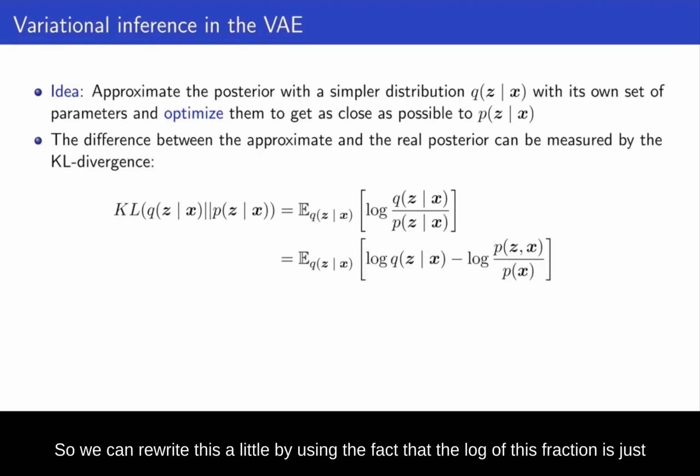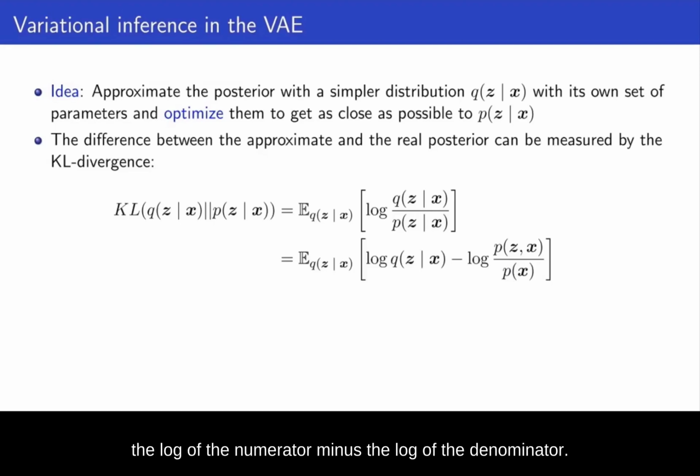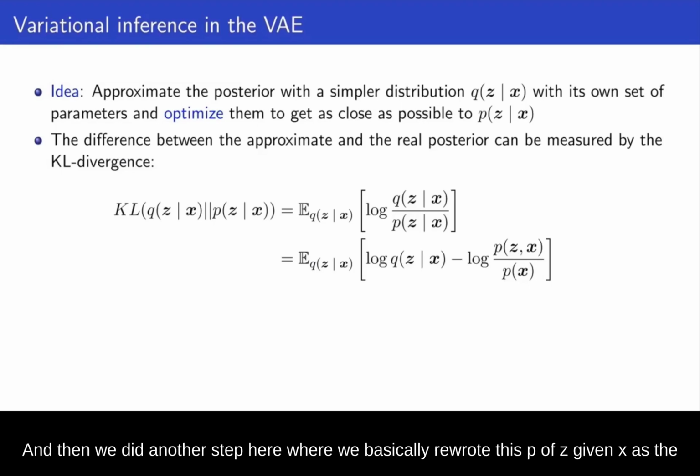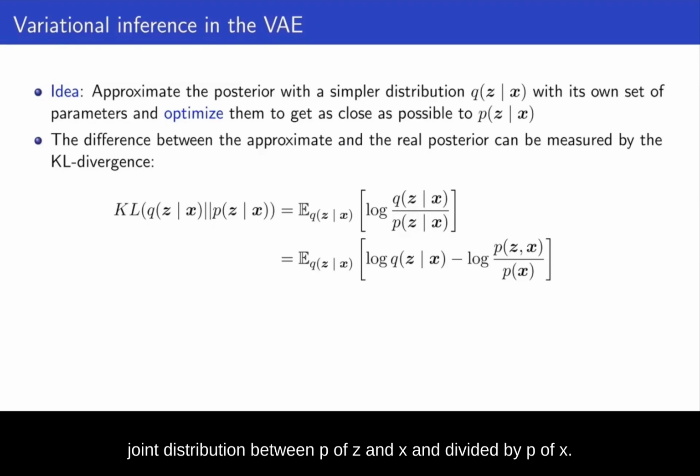So we can rewrite this a little by using the fact that the log of this fraction is just the log of the numerator minus the log of the denominator. And then we did another step here where we basically rewrote this P of z given X as the joint distribution P of z and X divided by P of X. So that is just the definition of the conditional distribution here.